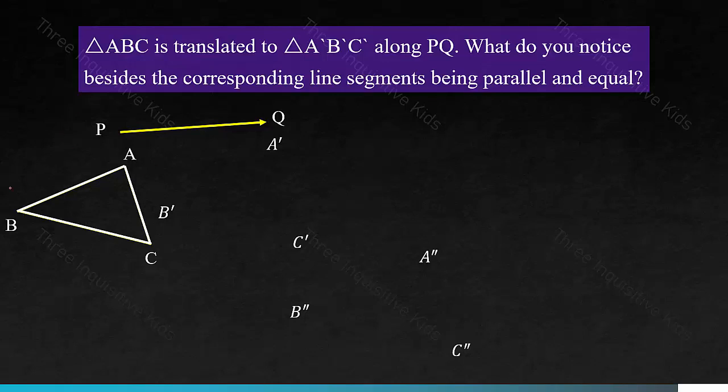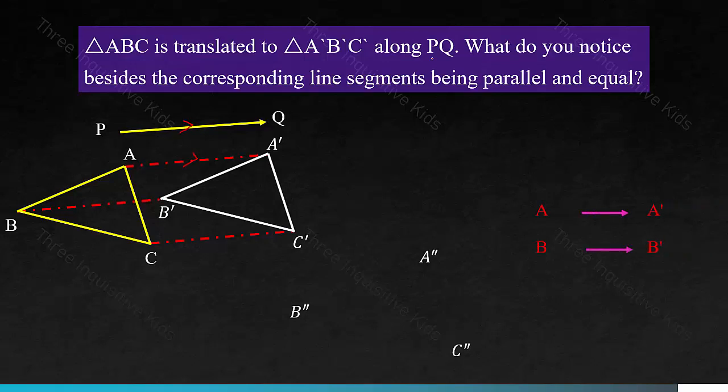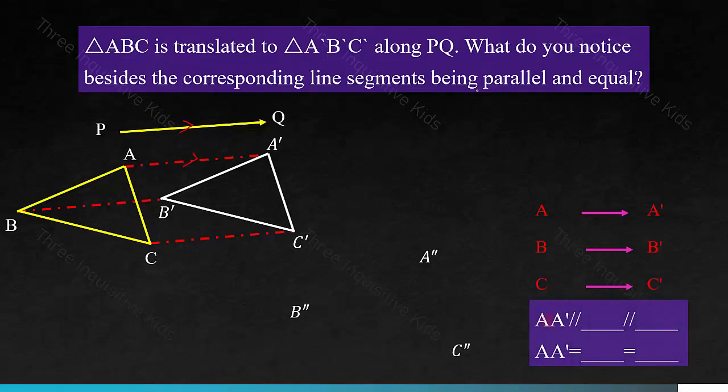Here we have triangle ABC, and we're going to translate it along PQ. Now we have triangle A', B', C'. You can see that each of these line segments, AA', BB', and CC', are all parallel to PQ. A moved to A prime, B was translated to B prime, and C was translated to C prime. And AA' is parallel to BB', which is parallel to CC'. AA' is equal to BB', and also equal to CC'.